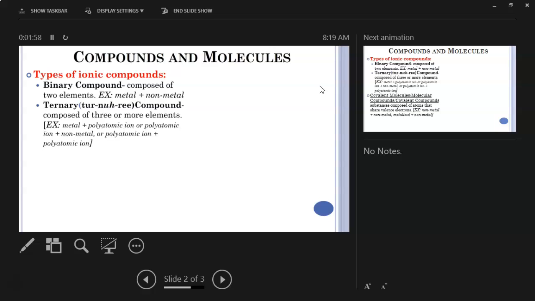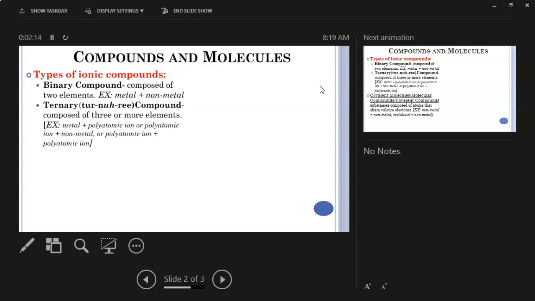So first of all, the way I'm going to break these 2 chapters down is we're going to tackle ionic bonding and ionic compounds and naming and writing formulas for ionic stuff. And then we're going to move to covalent, and then we'll talk about metallic, and then we'll talk about hydrogen bonding. So we'll kind of chunk the chapter up.